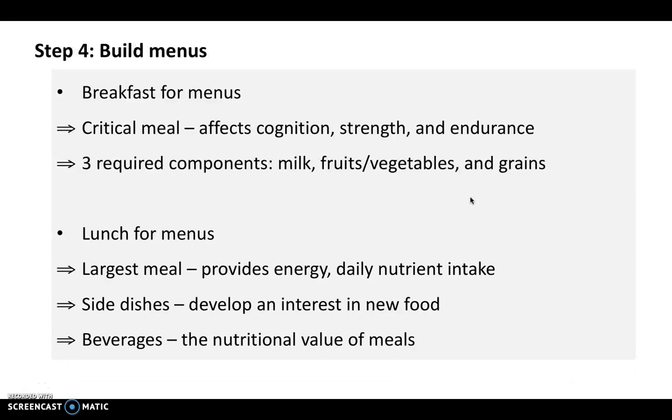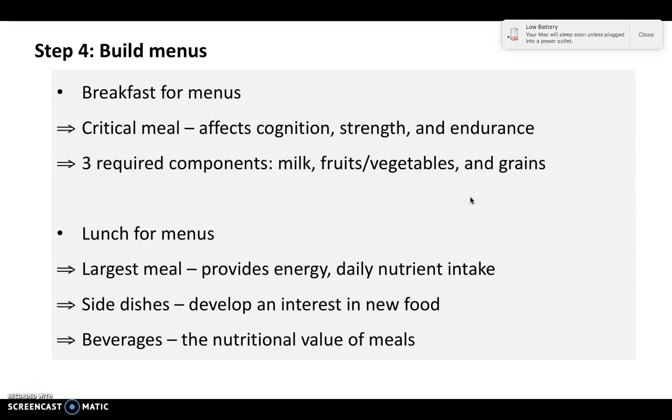Breakfast is a critical meal for children because it significantly affects their cognition, strength, and endurance during the day. So there are three required components in breakfast, which are milk, fruit or vegetable, and grain. These components cover all the macronutrients and nutrients required.